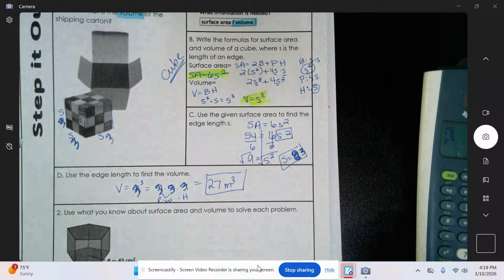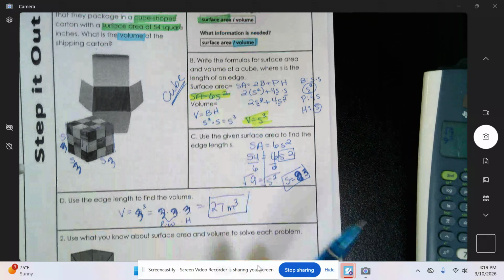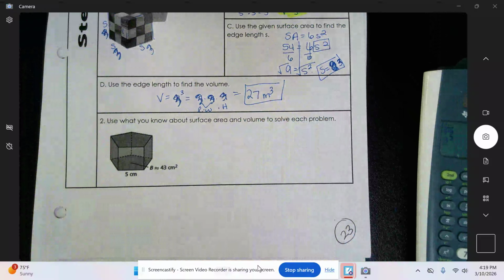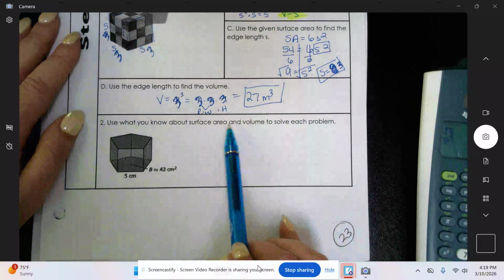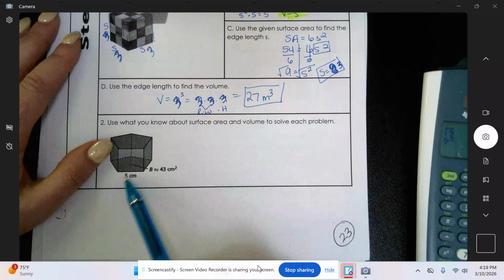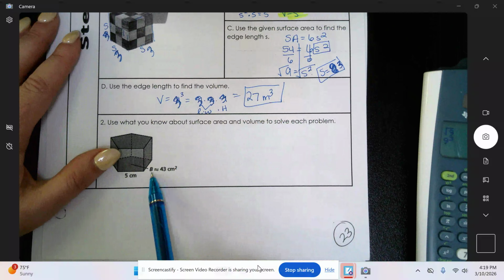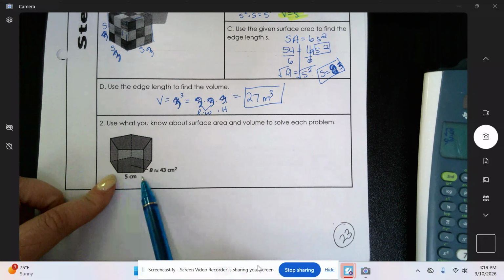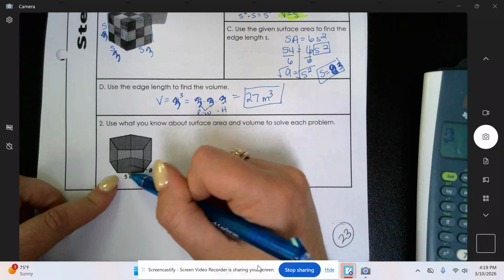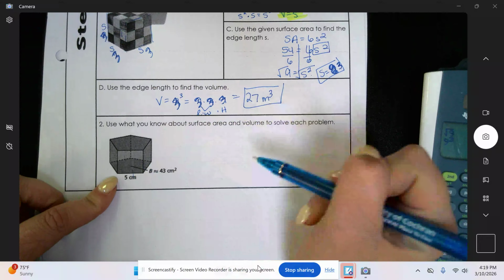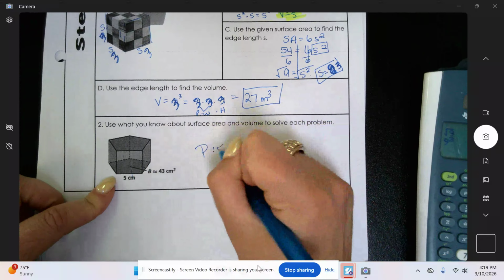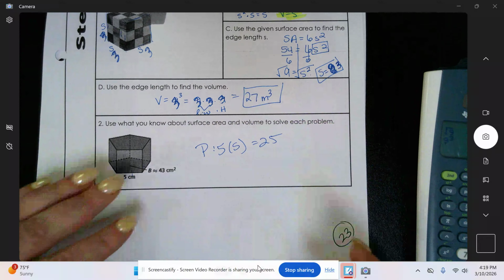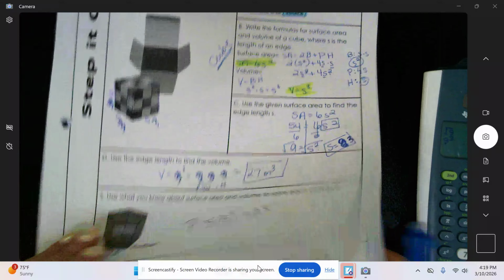Okay, like I said, you're going to want to refer back to these two formulas throughout the notes and on your homework tonight. Alright, let's see if we can speed this up a little bit. Use what you know about surface area and volume to solve each problem. So right now we know our B is about 43. If I know this side length is 5, then I could find the perimeter because there's 1, 2, 3, 4, 5 sections. So my perimeter will be 5 times 5, which gives me 25. So I know my P and I know my B. The only thing that's missing is my H. So I have a feeling that's what we're going to be looking for.